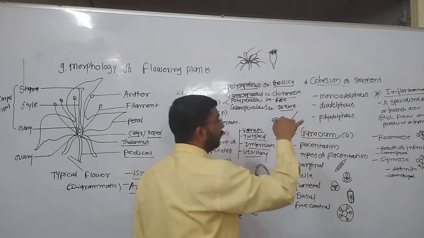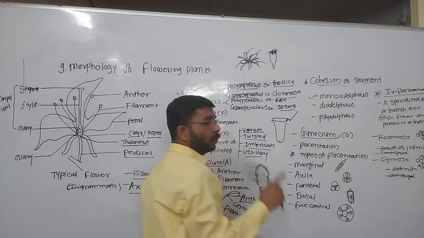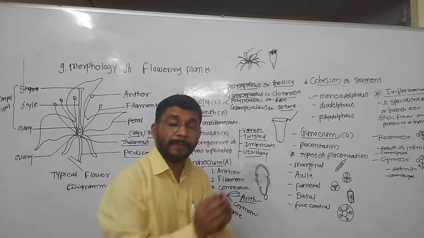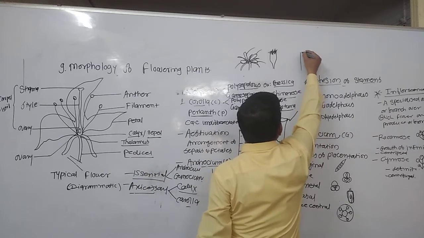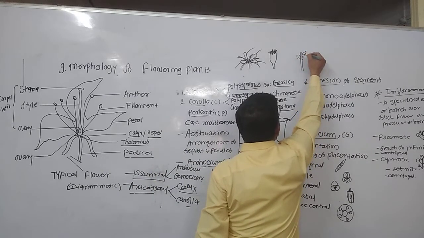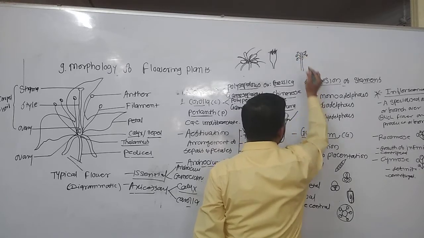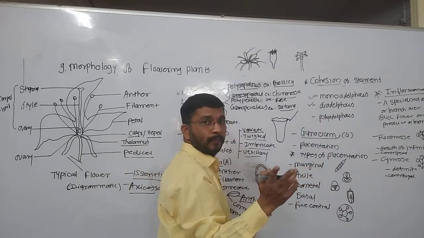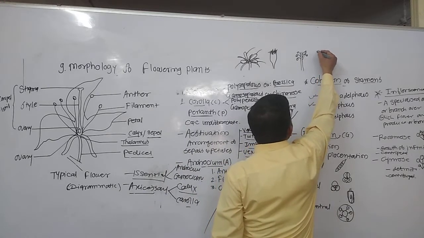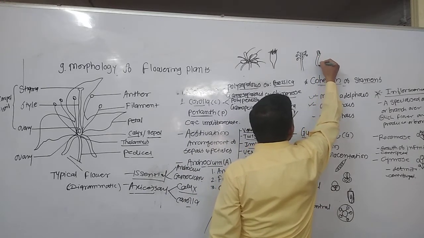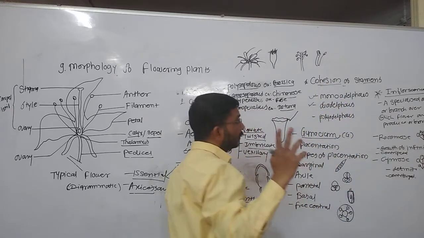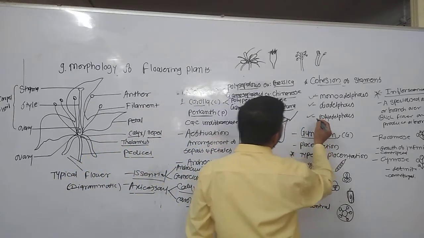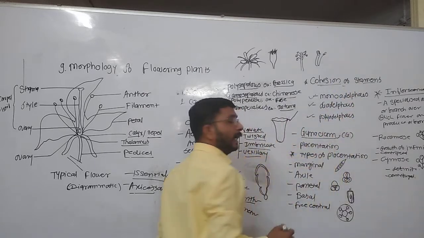That's why we name it monodelphous. Mono means single. In China rose we find monodelphous: all stamens get fused to form this kind of structure, called a monodelphous structure. Then diadelphous, di means two. Here one group is present and here one group is present. The stamens are divided into two groups. That is diadelphous. Poly means many, that's why we call it the polyadelphous condition.